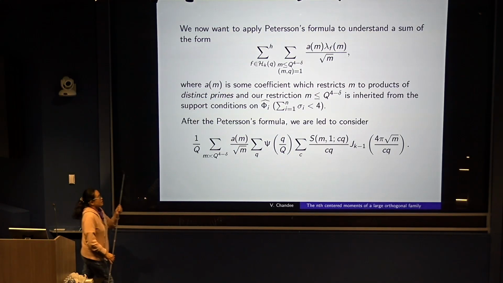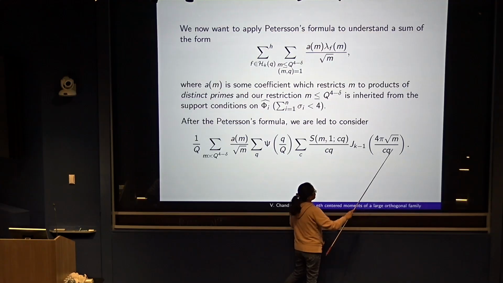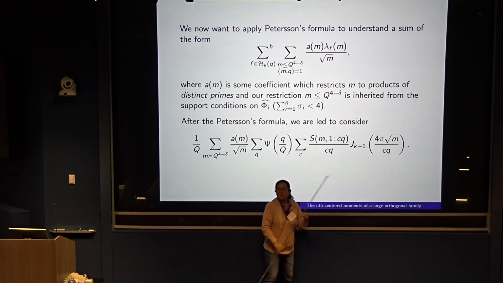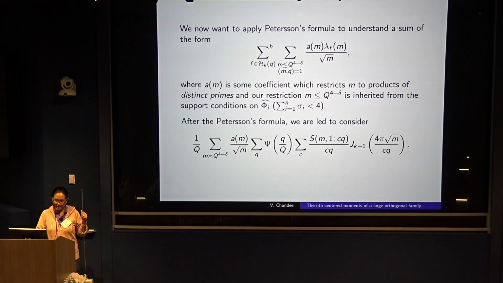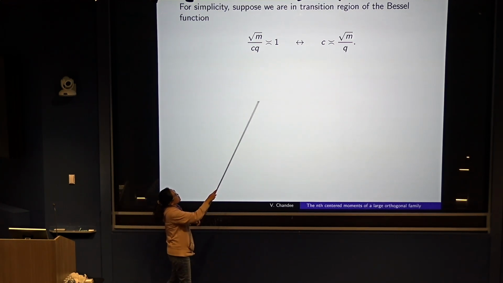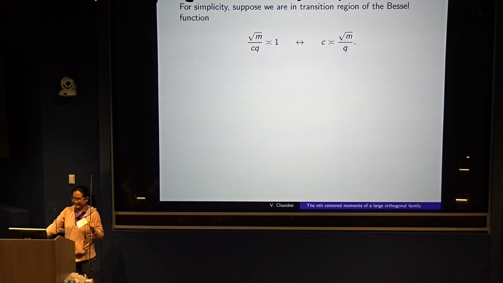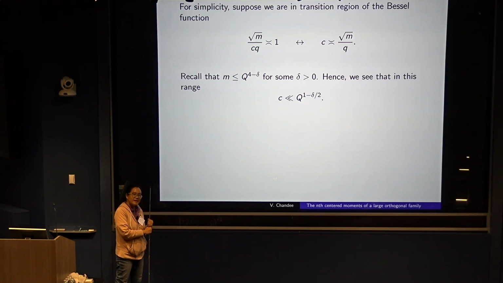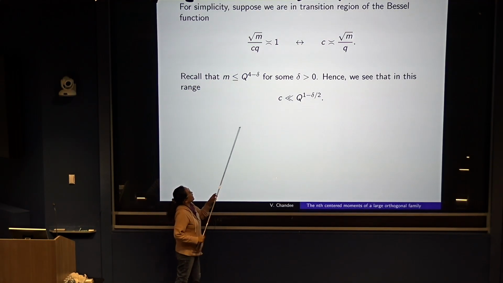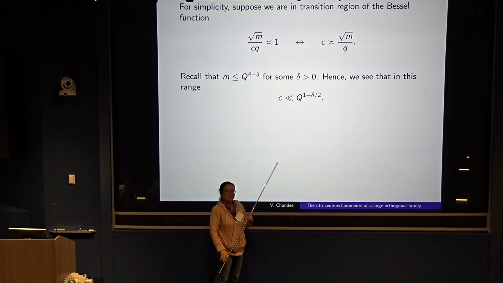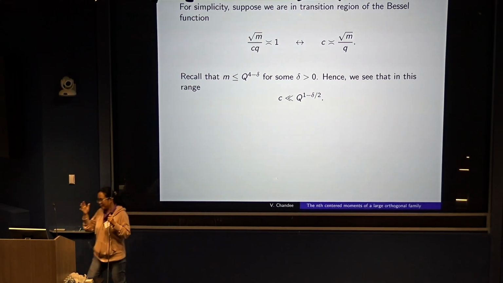For simplicity, what is nice about this J-Bessel function is that we can just analyze it at the transition region. This is when the argument is around size 1. So square root m over CQ is around 1 in this case. So C is around root m over Q. Remember that m goes up to Q to the 4 minus delta. When we plug that in here, we can see that C is around Q to the 1 minus delta over 2. So the bigger one between Q and C is actually Q. So you want to do the sum over Q first and then sum over C.